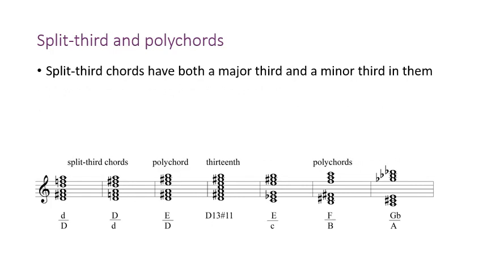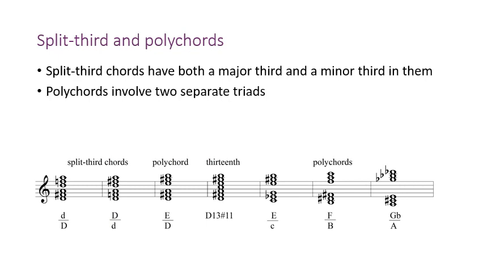Now let's look again at some tertian harmonies, some triads, and see a few interesting things that you can do here. Split third chords are triads that have both a major third and a minor third in them. So here I have D major and D minor, or I could do D minor on the bottom and D major on top. Those would be called split third.